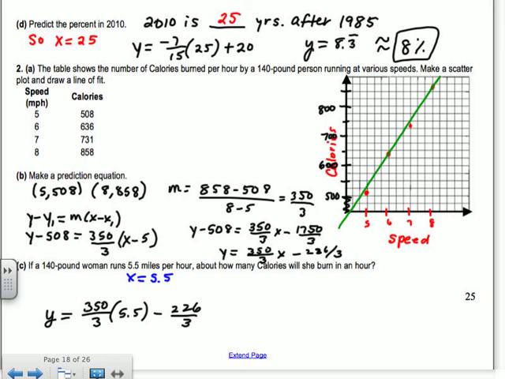So I got y equals 566.3 repeating. As a fraction, that's 1,699 over 3. But since this is a real life problem, I would probably say approximately 566 calories, right? You don't say 566.3 repeating calories. That wouldn't make much sense. So about 566 calories.